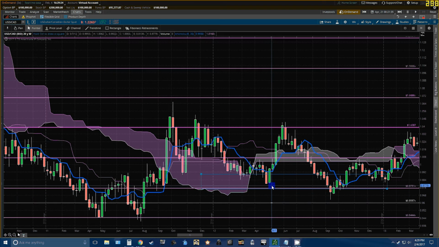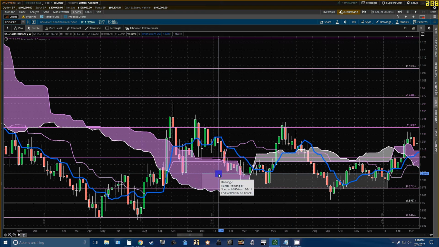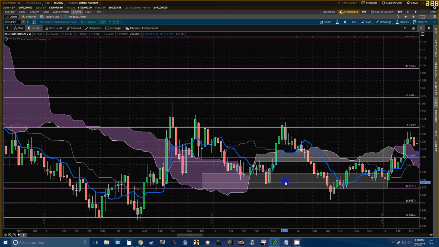Move that up. What do you see? This square is a good, I mean, look where the line is. That is a major support and resistance line. Again, it's kind of cool how that works.